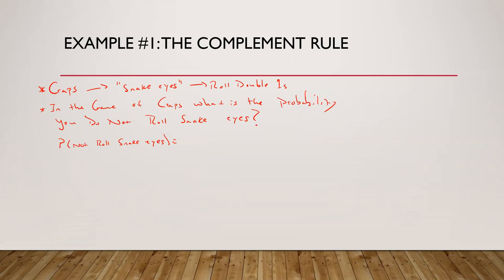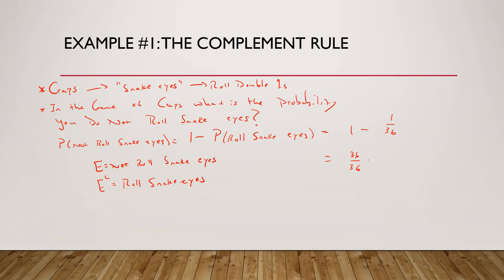So if event E here is not rolling snake eyes, then its complement is that you do roll snake eyes. So just using the complement rule, this is 1 minus the probability that you roll snake eyes, which we actually did before. So this is 1 minus 1 over 36. So with a common denominator, change the 1 to 36 over 36. And that's how Tora got this answer right there.